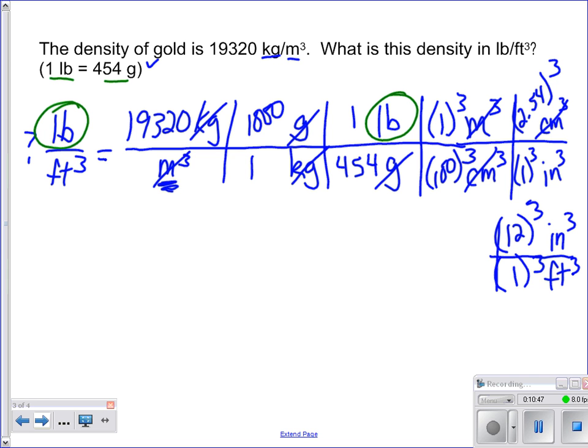So now we see that everything cancels out beautifully. Pounds is in the top, cubic feet is in the bottom. This is where I would recommend that everybody, I'm going to pause this for a second while everybody's plugging this in, but plug it in. Make sure you get the correct answer, because if you don't, then you're making a mistake at some point in plugging it into your calculator.